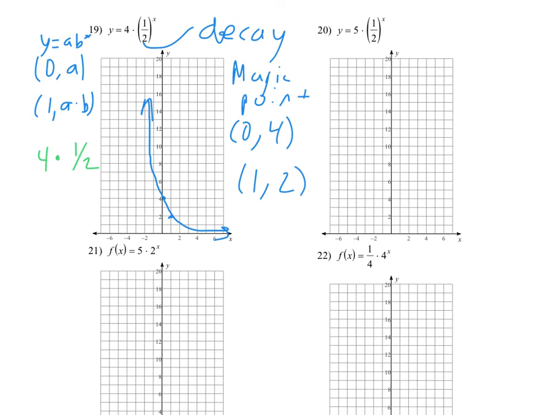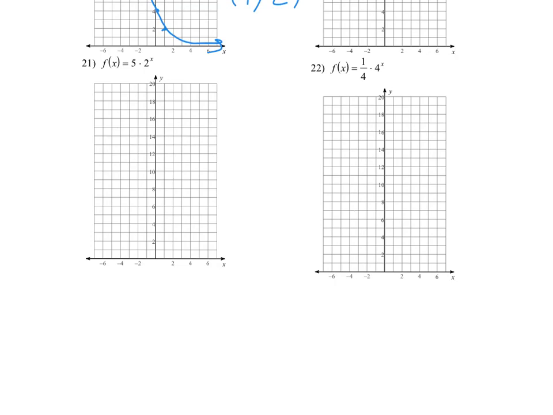All right, so you guys can try number 20, and we'll go down to number 21. Next up here, again, we're going to do our magic points. We got 0, comma, and a here is 5, and then 1, comma, a times b. Quick reminder, we'll do 0, comma, a, and then 1, comma, a times b. So this will be 10 for me. So 0, comma, 5 will be right there, and then 1, comma, 10 will be right there. We'll go ahead and graph that. And there you go.